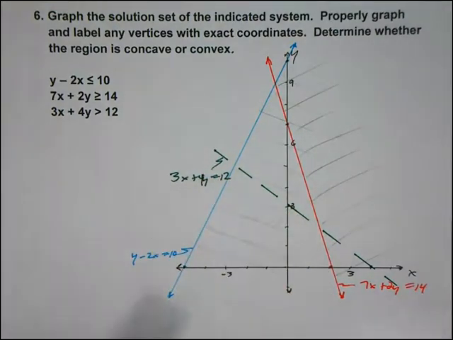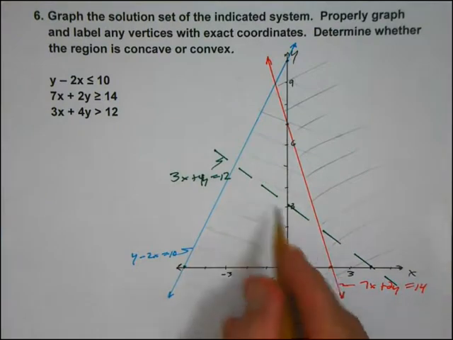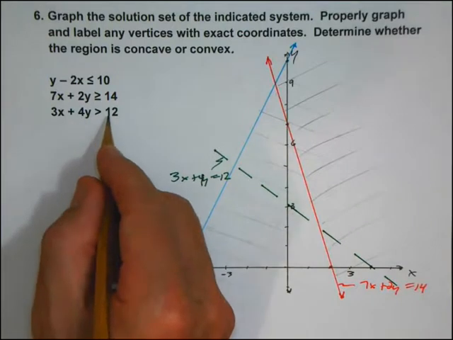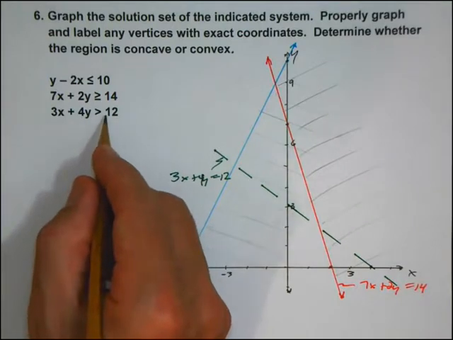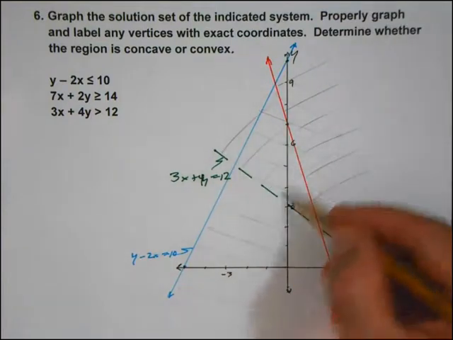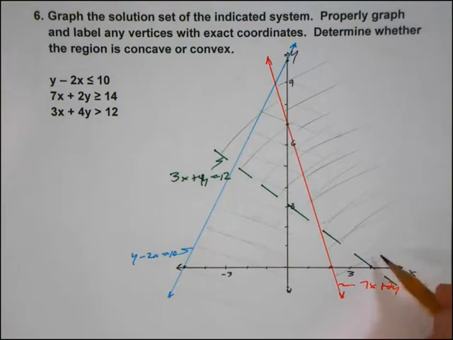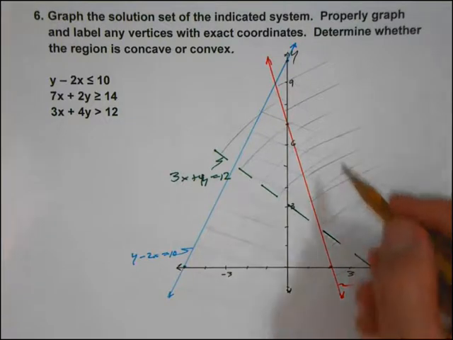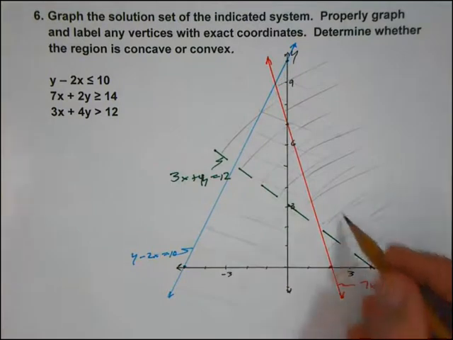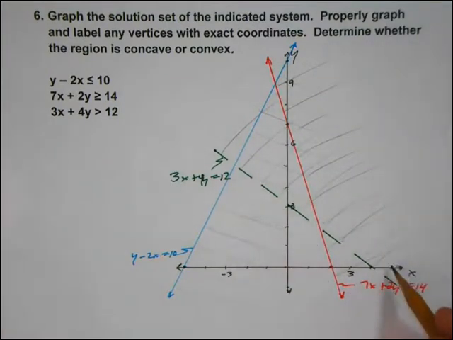Which side of the line gets the shading here? We could test 0, 0. That would be 0 greater than 12. Well, that's false. So it's the other side of the line that gets the shading for this one. Now, what is common to all three? It is everything basically to the right of all the lines. That's where the solution set appears to be. Let's get going on the shading of that.